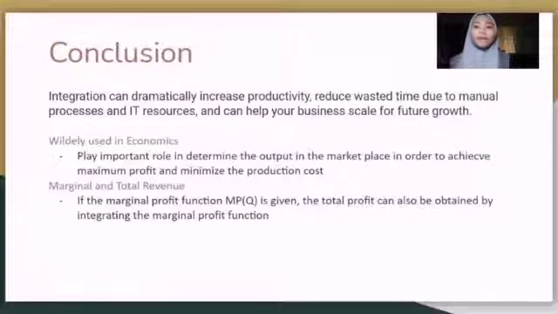To relate to the topic of integration in academics that we chose, it is widely used in academics. It plays an important role in determining the output in the marketplace in order to achieve maximum profit, and it can minimize production costs. Marginal and total revenue also can be obtained through integration. If the marginal profit function is given, the total profit can also be obtained by integrating the marginal profit function.